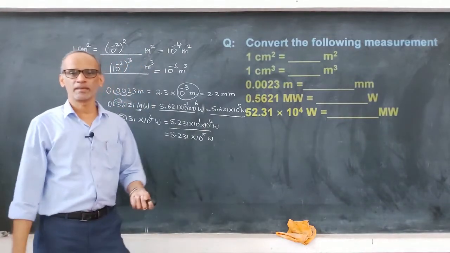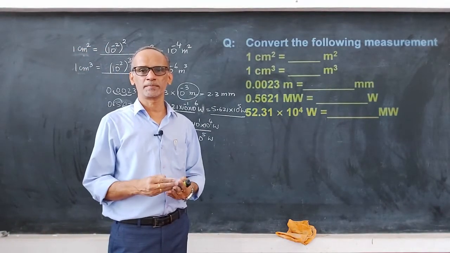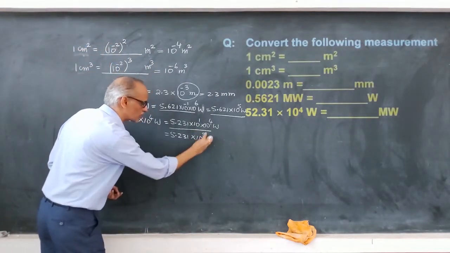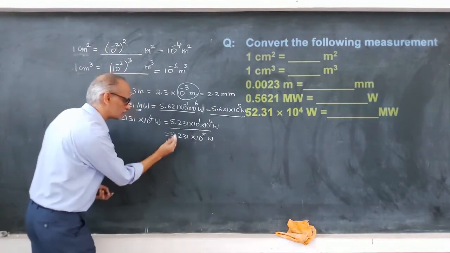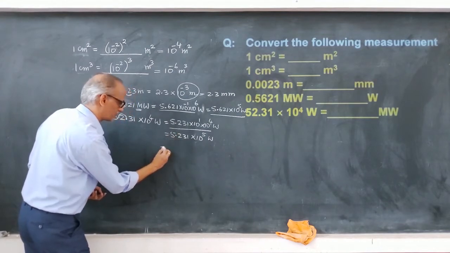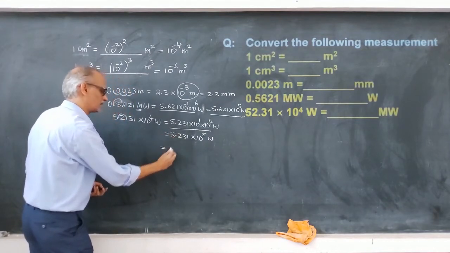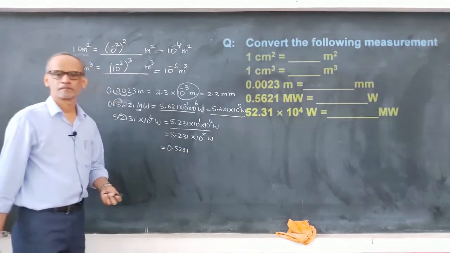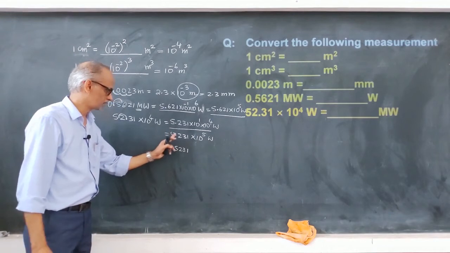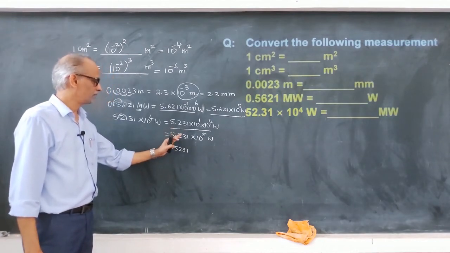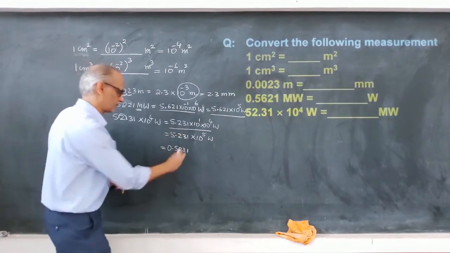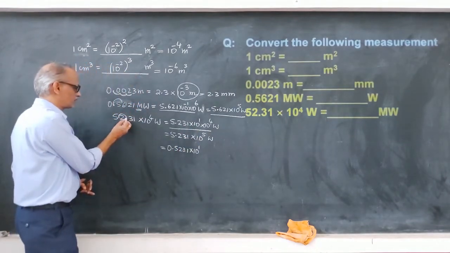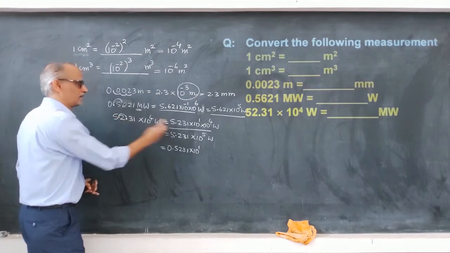But I have to write in terms of mega. What do you mean by mega? Mega means 10 to the power plus 6. So I want one more power. To get that one more power, shift this further to the left. So it becomes 0.5231. When you shift the number to the left, I get one more power, 10 to the power 1. See, when we shift it like this to the left, we get that power.